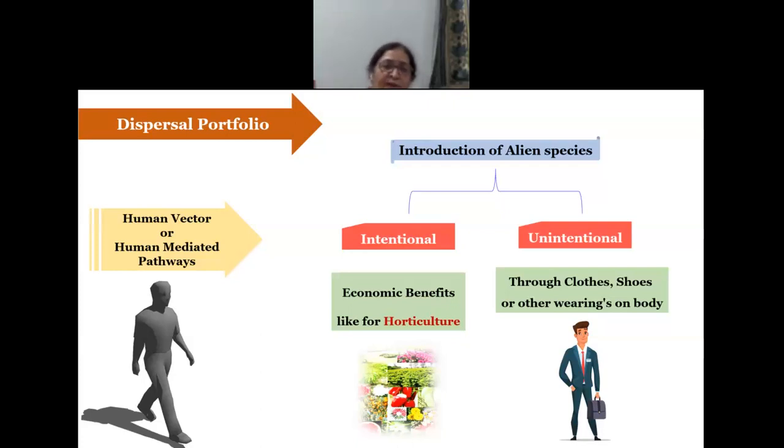So the question comes, how is man responsible for bringing these invasive plants? It may be intentional or unintentional. In the case of intentional, for our various needs, for example food, fodder, medicinal plants, horticultural plants, even for beautiful flowers, we bring so many plants from other parts of the world and try to grow them in our area. Likewise, some come unintentionally as an attachment to the human body, with luggage, with so many things, they come to a particular place and there they try to establish themselves.